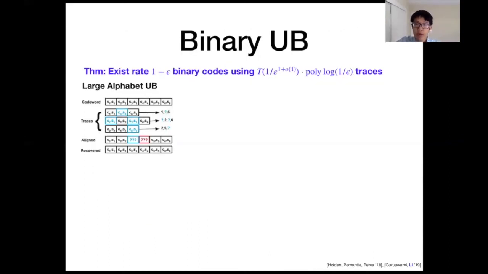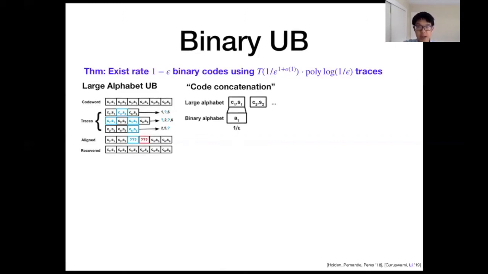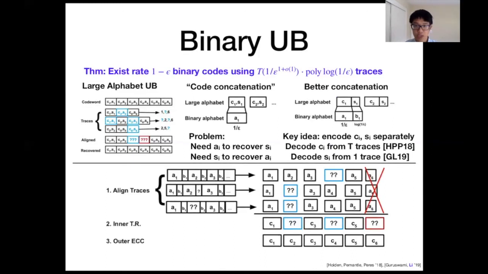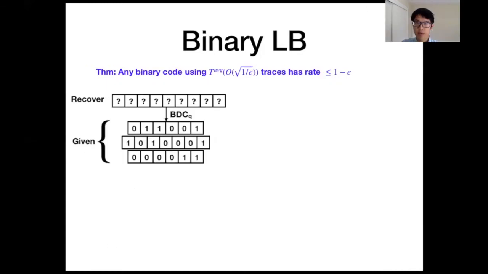Now I'll say one word about our binary upper and lower bounds. So for our binary upper bound, we start with our large alphabet construction, and we do the standard coding theory technique of code concatenation. Unfortunately, the standard way of doing code concatenation doesn't work, and so we have to do something a little more careful. This will solve our problem. We have an exposition of this in the paper before the full proof, and so we encourage you to read the paper if you're interested.